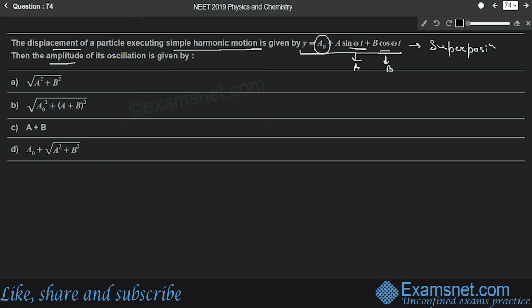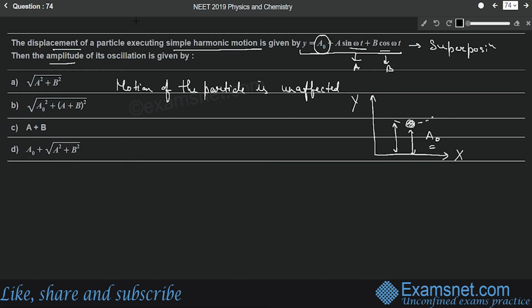And what is the role of A naught? A naught represents the shifting of mean position along the y-axis. For example, if this is x-axis, this is y-axis, and this is the particle executing SHM, then during the motion there will be shift in the mean position. So this shift of mean position along the y-axis is represented by A naught. But A naught does not affect the motion of the particle. So let's write it down here. Motion of the particle is unaffected by A naught. So we can just ignore this A naught.